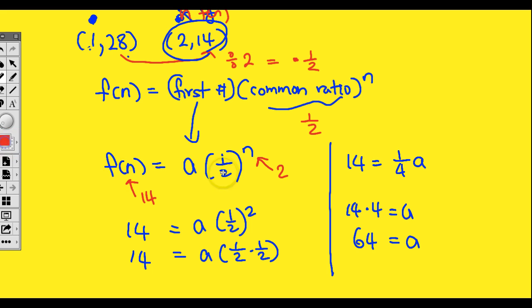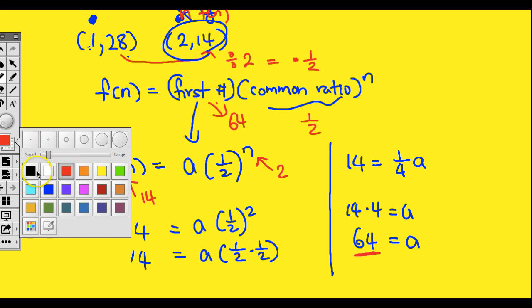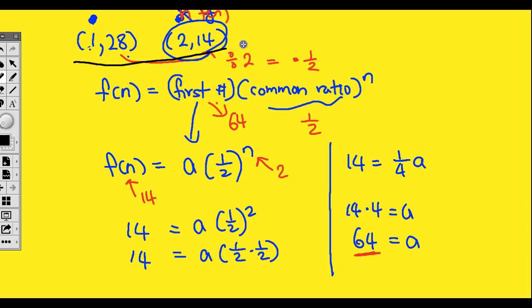So now that I know what my a is, am I ready to finish my equation? Yes, I am. Because now I have the common ratio, which is 1/2. And what is my first number? I just figured it out. It's 64. Now I have my common ratio, my first number, and everything else is the same. So what is my formula for the function that passes through these 2 points? Well, it is f of n equals the first number, which is 64, times the common ratio, which is 1/2, raised to the n power.